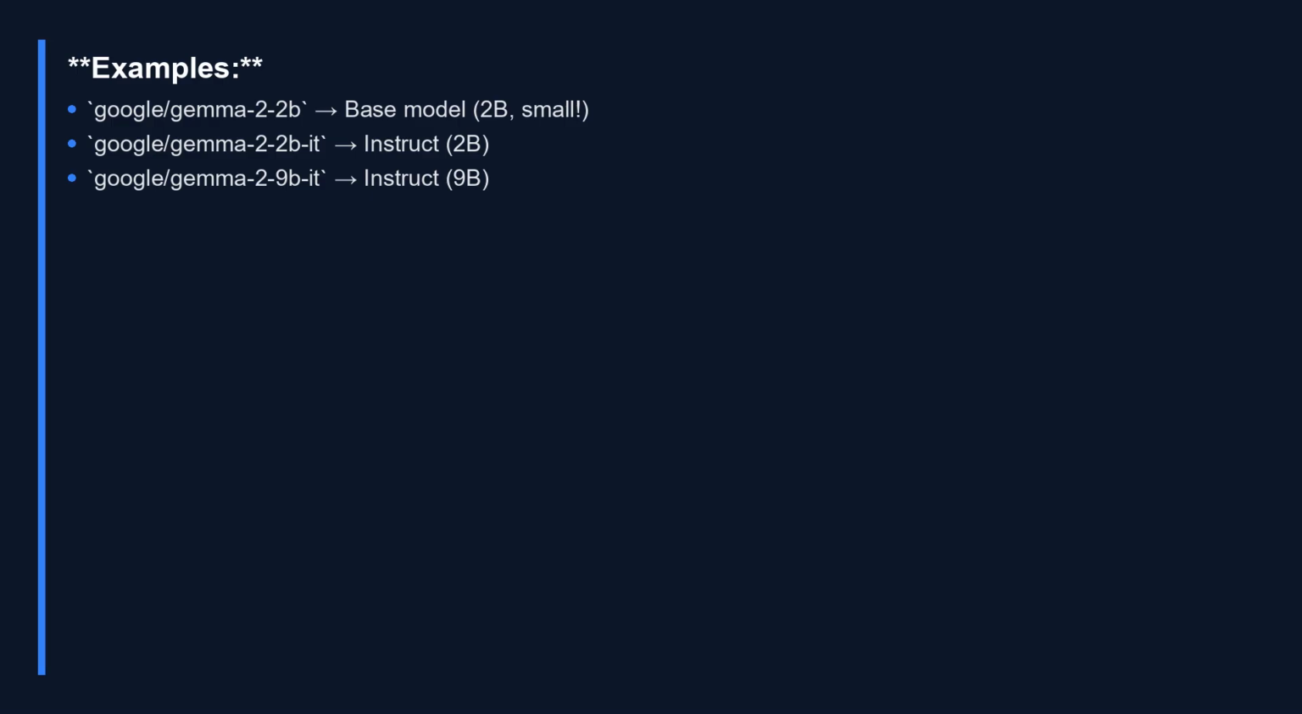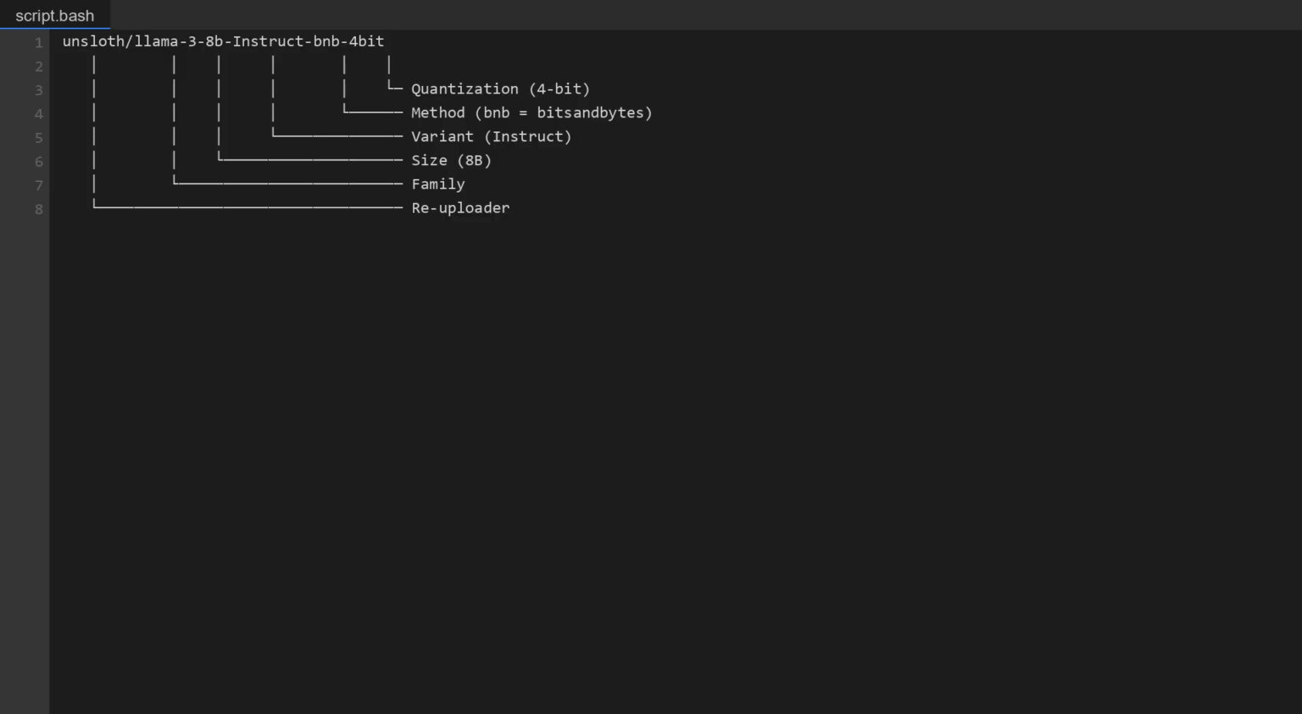Google/Gemma 2 2B it is the instruct version of that same small model. Google/Gemma 2 9B it steps up. The "it" suffix is your consistent signal across the entire Gemma lineup. Unsloth's naming adds one more layer, the quantization format.